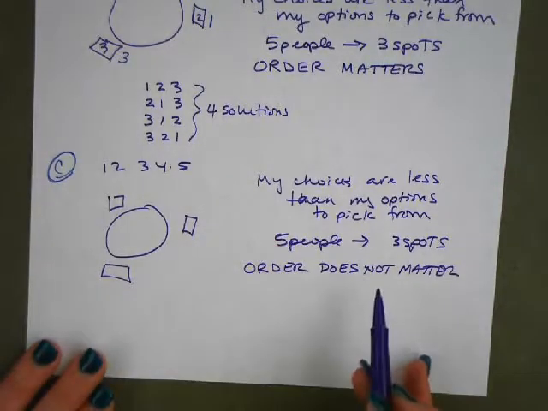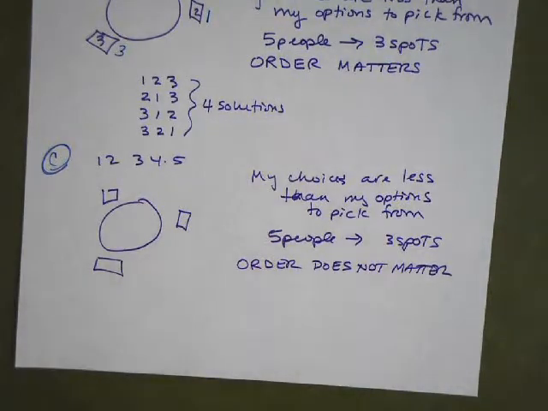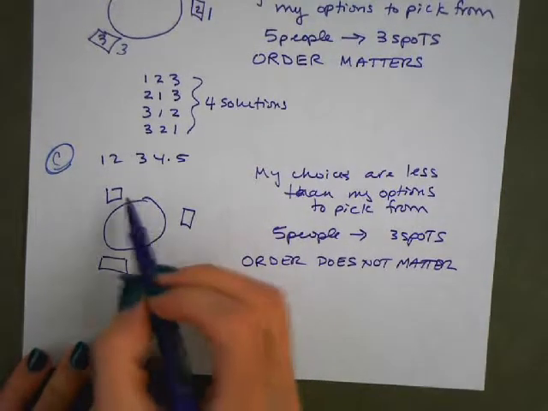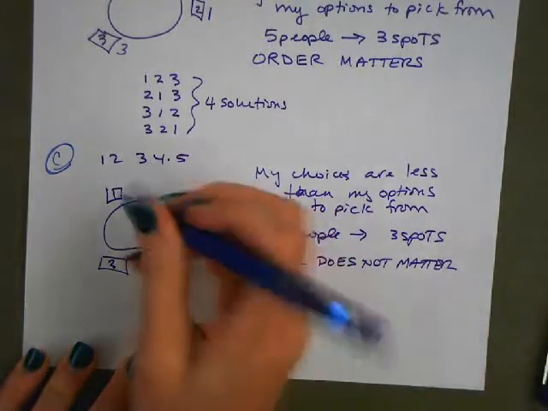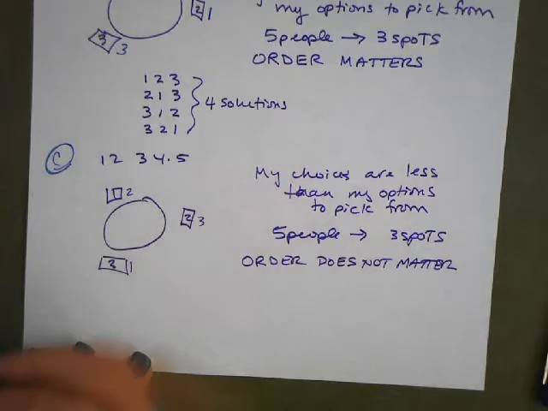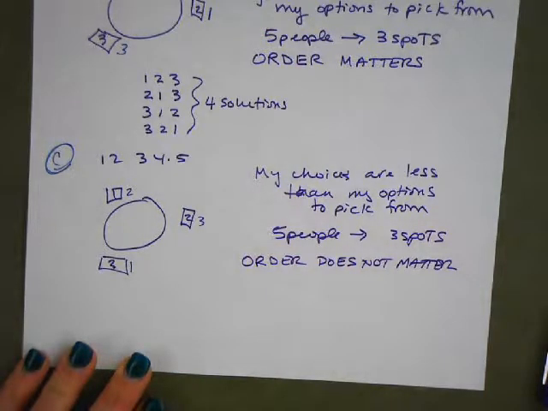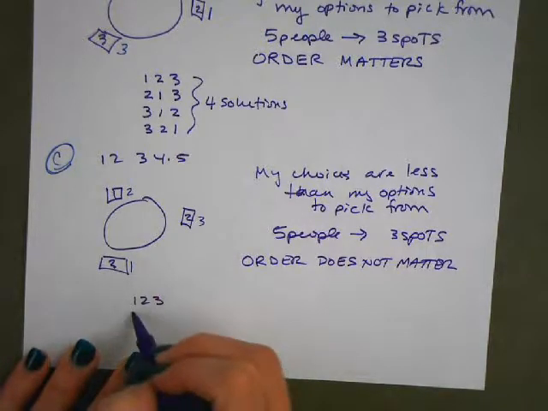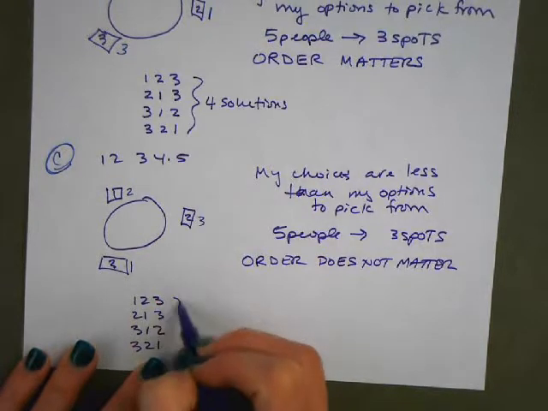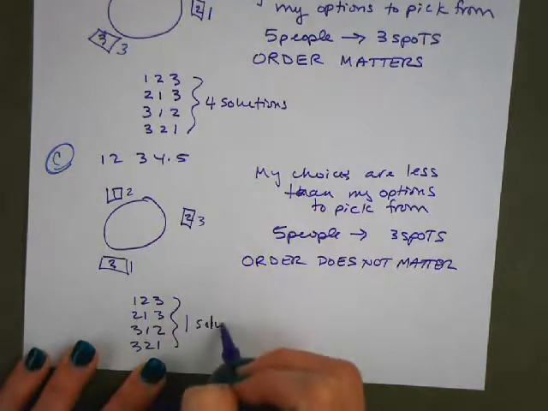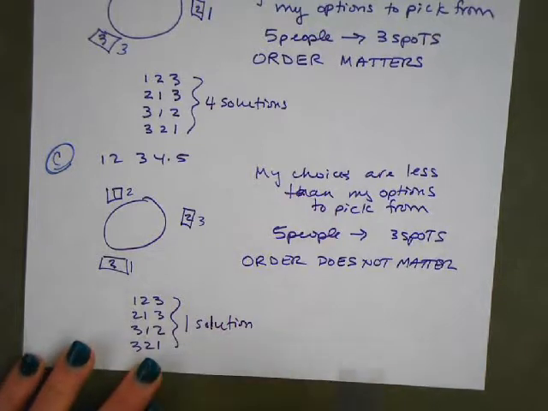On the bottom here, order does not matter. Okay? So basically what that means is, if I pick 1, 2, and 3, if I put 2, 3, and 1, it doesn't matter. It's the same 3 people. So in this case, if I do 1, 2, 3, 2, 1, 3, 3, 1, 2, 3, 2, 1, this is all one solution because they're all the same 3 people.